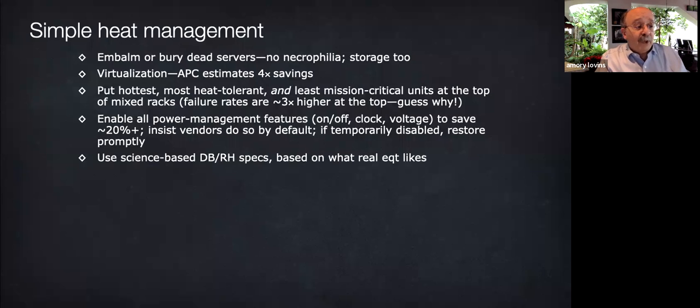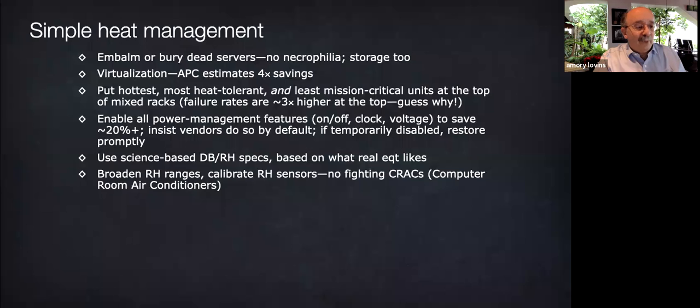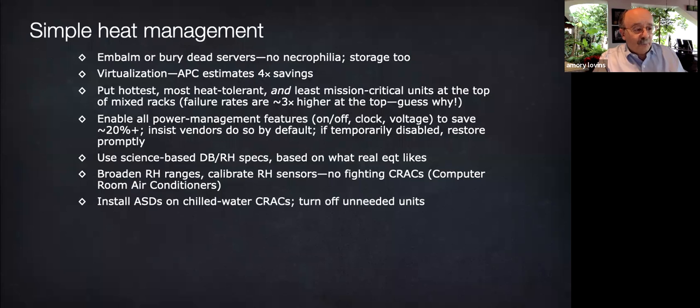Use science-based specifications for dry bulb temperature and relative humidity based on what the equipment actually likes or needs to operate reliably. You typically don't have people in the space. If you did, they could wear one of those phase change vests, for example, and be very comfortable in a warmer room. You can broaden your humidity ranges. Make sure you calibrate your sensors so they're not fighting your room air conditioners if you haven't gotten rid of those. Use variable speed on chilled water cracks. Turn off any you're not using. Control your ventilation according to CO2 levels. Only the people care about that.